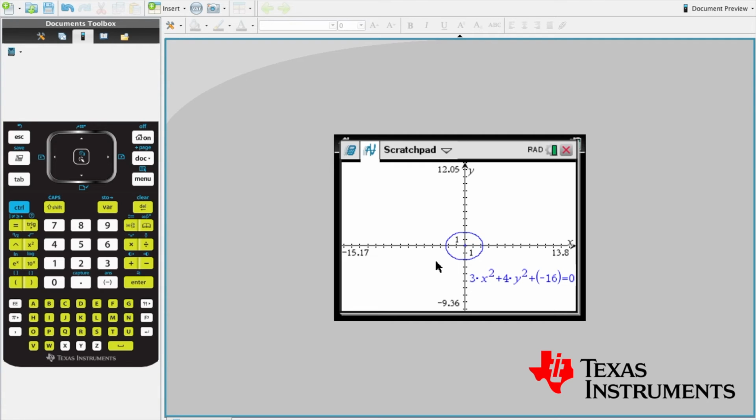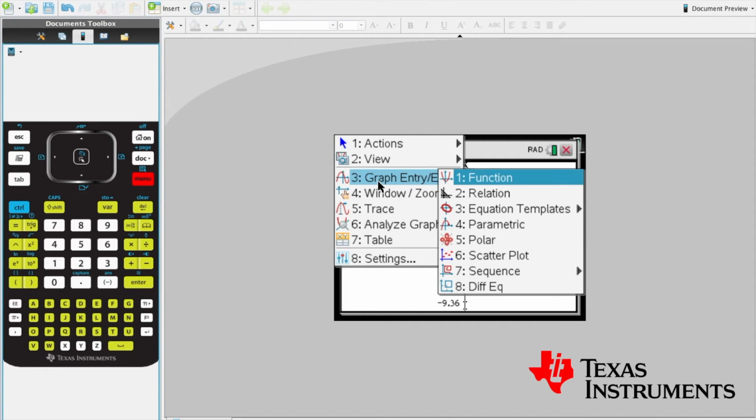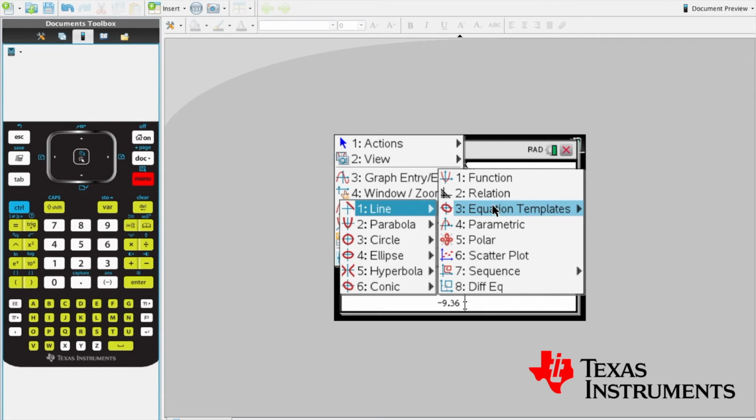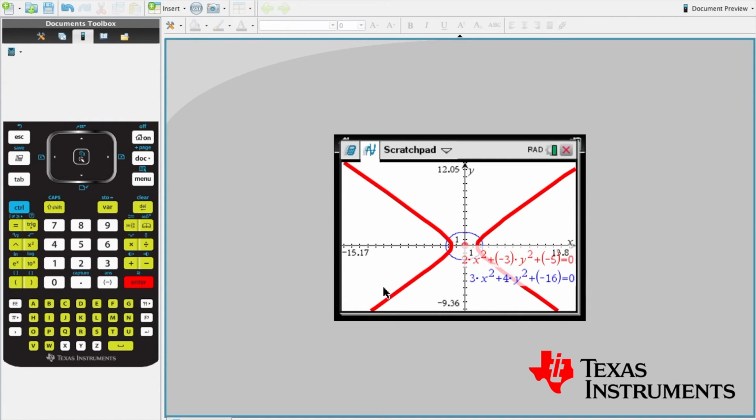So I'll be inputting the second conic using that same process. I'll hit menu, graph entry, then equation templates, and then I'll go down to general conic and type in my values for the coefficients. So I'll have 2x squared, I have 0xy, I'll have negative 3y squared, as well as 0x, 0y, and once again setting this equal to 0, this value will be negative 5 for that second equation, and then hit enter, and then we find it's a hyperbola.